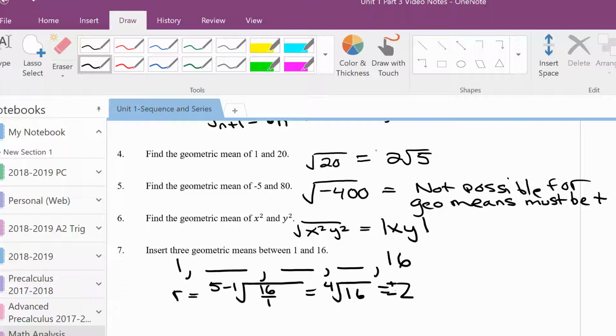So here, and actually, sorry, let's go back up to number 4, because I forgot. If you're taking the square root of 20, it could be plus or minus 2 rad 5. And here, let's change that to a real number.